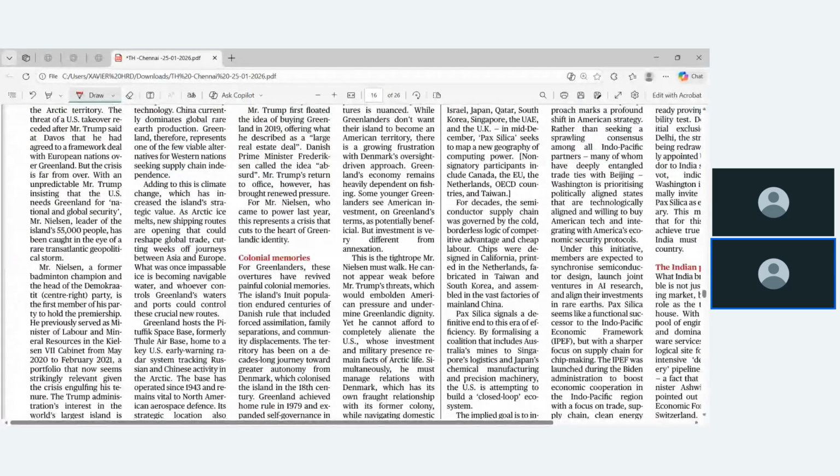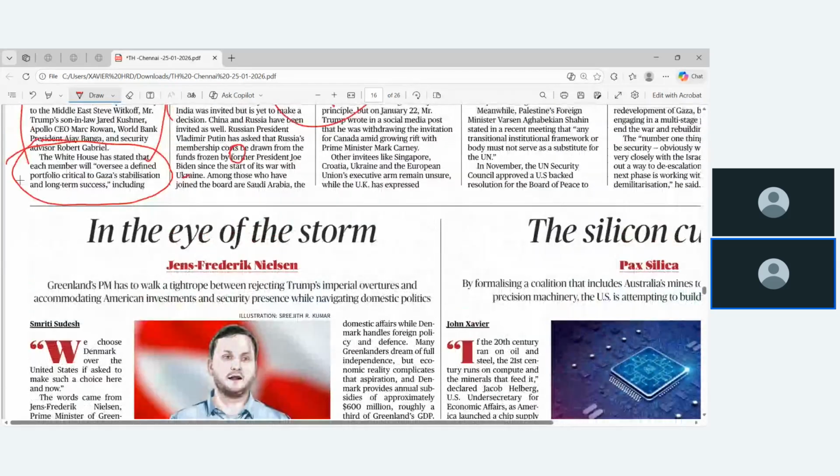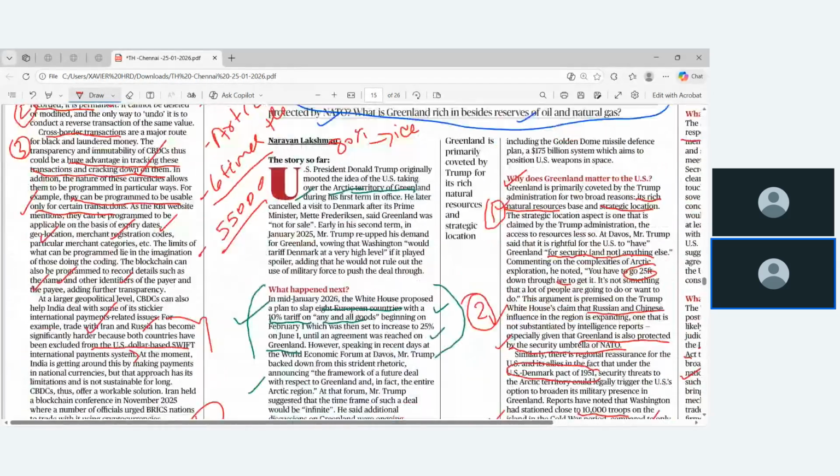I think this is sufficient. Some of the international major issues we have discussed. In the next class, we will have some more news related to Greenland and all. That we will discuss tomorrow.